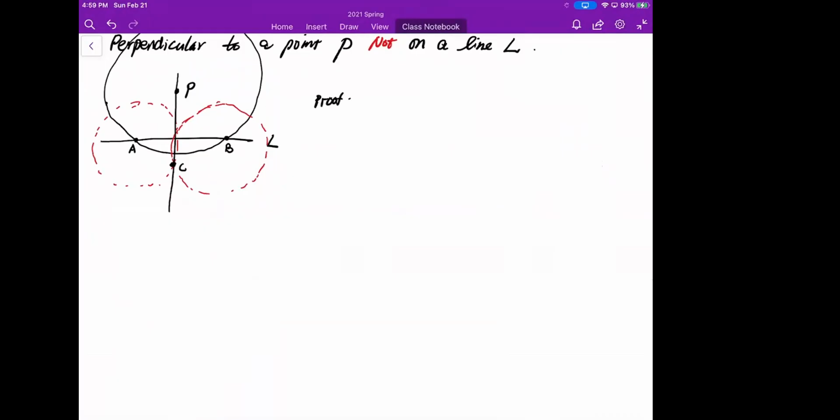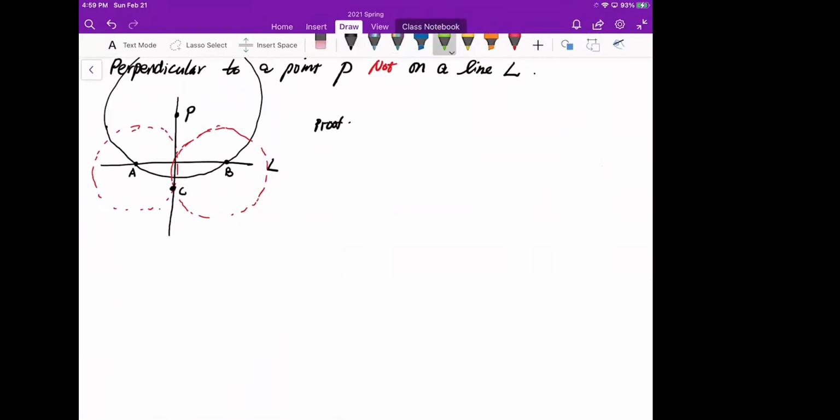Okay, first of all, I can connect. So let's do the connection. I'm going to connect AP, connect BP, and I connect AC, and I connect BC. So first of all, we have AP equals BP, right? And then we have AC equals BC, right?